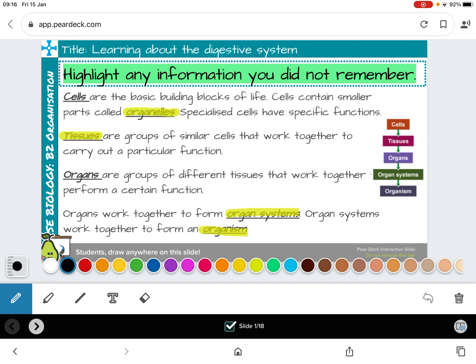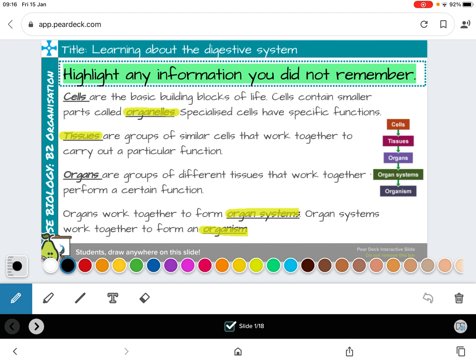have the correct answers. Okay, so in previous lessons we've talked about the organization of life, where cells make tissues, tissues make organs, organs make organ systems, and these join together to make an organism. Some of the words you highlighted on this slide: organelles are the tiny pieces that make up the cells, things like a nucleus, a vacuole.